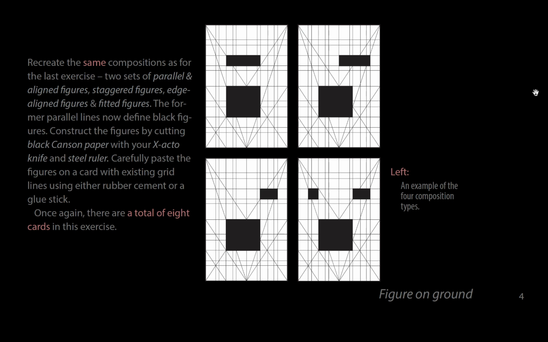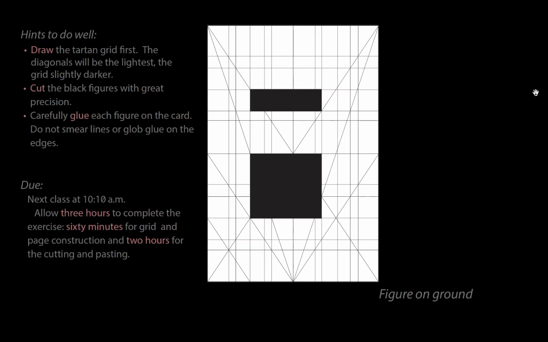Please use very good craft. You need a very limited amount of glue, but this is where we're going to get into that figure ground. So this is where you're actually really starting to bring out your figures with that black Canson paper against the ground of the grid that's on the 4x6 sheet. So first, draw your tartan grid. The diagonals will be the lightest. The grids will be slightly darker. You should cut the black figures with great precision, and you should carefully glue those down.